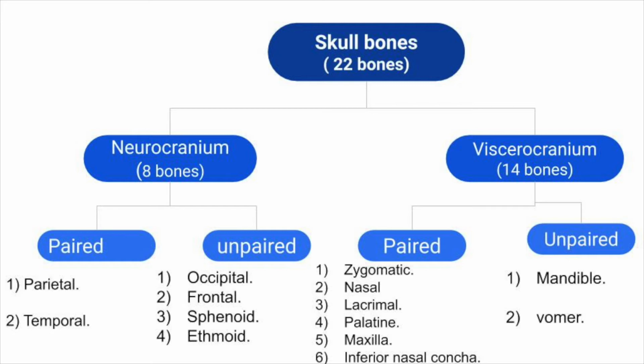The viscerocranium is divided into two: paired and unpaired. Paired bones are zygomatic, nasal, lacrimal, palatine, maxilla, and inferior nasal concha. The unpaired bones are mandible and vomer.